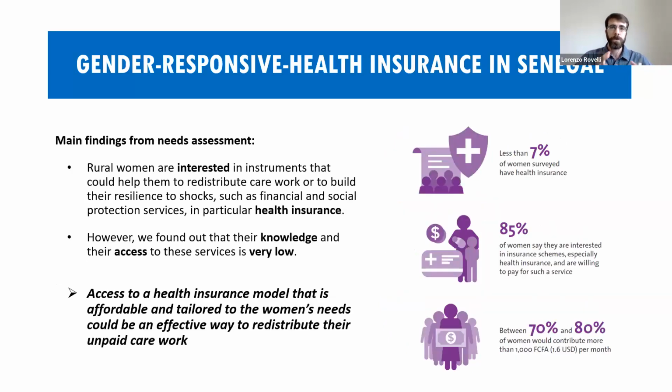We really decided to focus on that one and dig a little bit further on that one. And so we found out that rural women are actually not only interested, but actually willing to spend money on these potential instruments that could help them to redistribute care work and strengthen their resilience, like financial and social protection services. And they were particularly interested in health insurance.